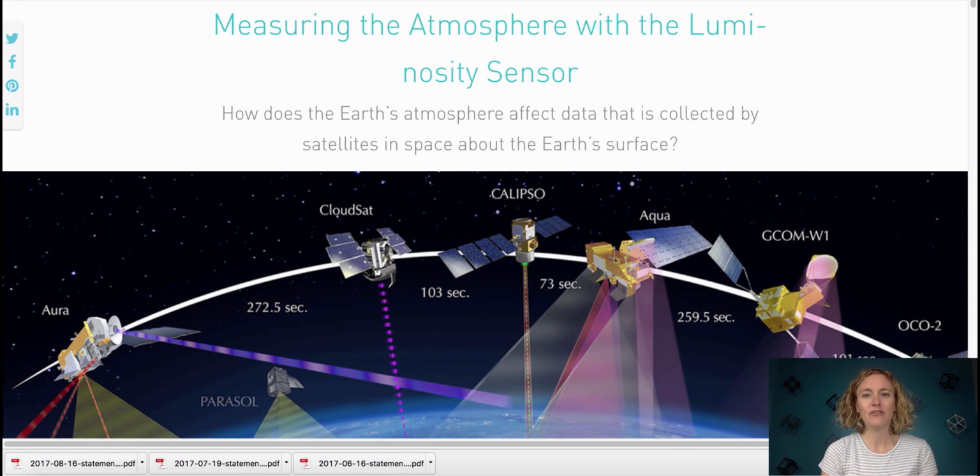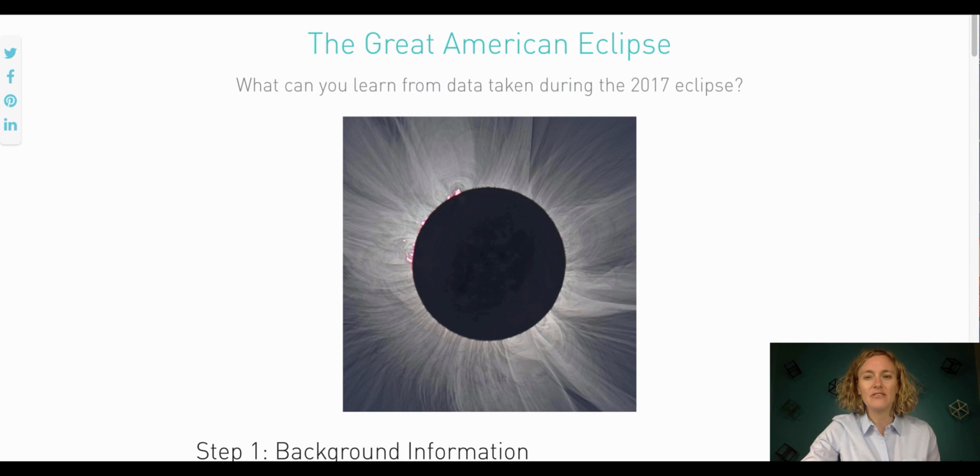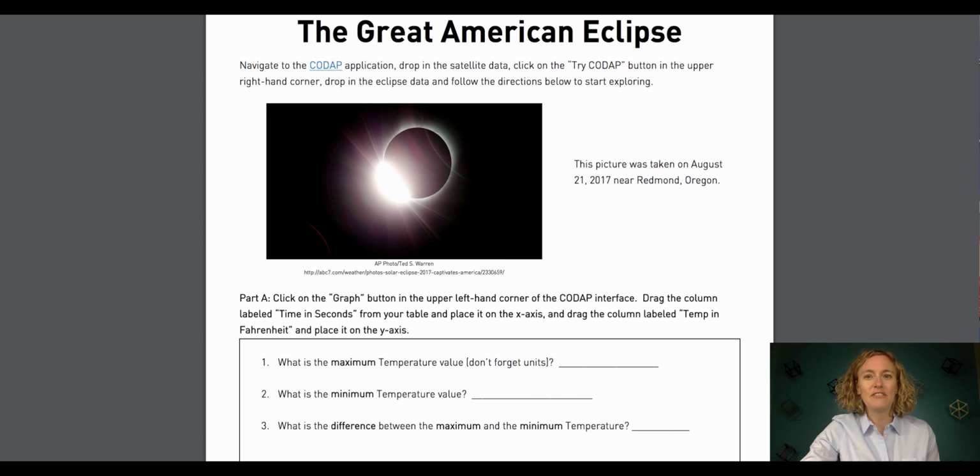Measuring the atmosphere with a luminosity sensor has the students collecting data from the luminosity sensor as they add drops of milk to a glass of water. The Great American Eclipse has the students using data taken during the 2017 eclipse and an application called CodeApp to interpret the data. There is a worksheet included to help the students organize their thoughts and draw conclusions from the data.